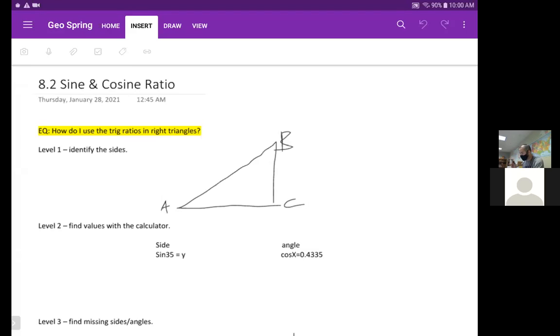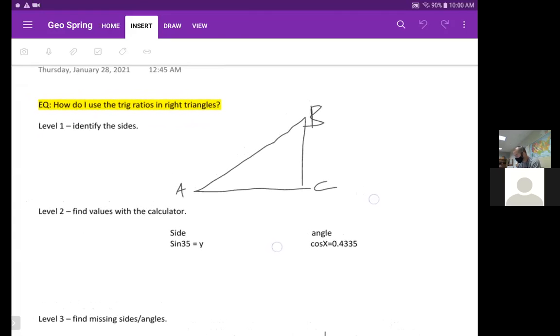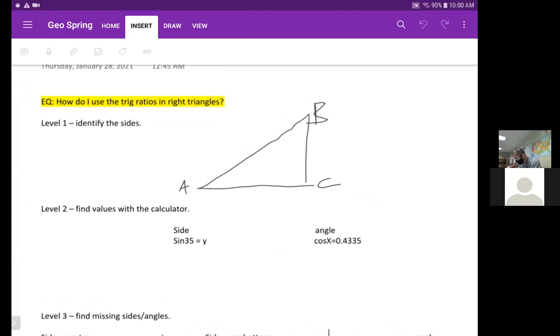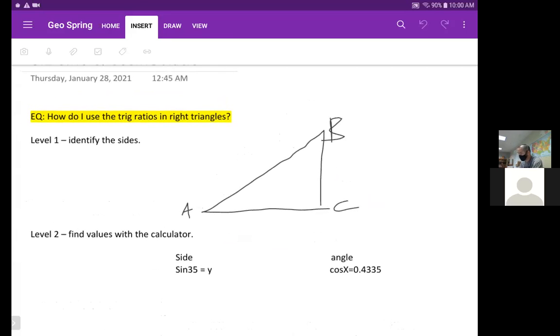Okay, this is for 8.2, the sine and the cosine ratio. I'm going to break this down into a few different levels. So the first level, you're either going to go from 1 to 3 or 1 to 2. But actually 2 is by itself. So really, the first thing you need to do is identify the sides.